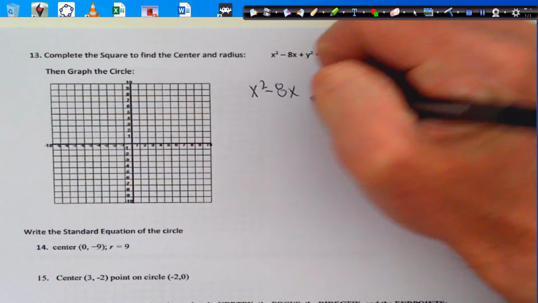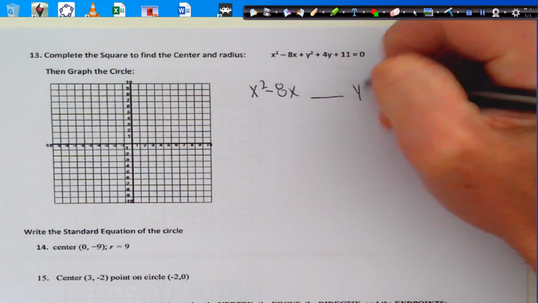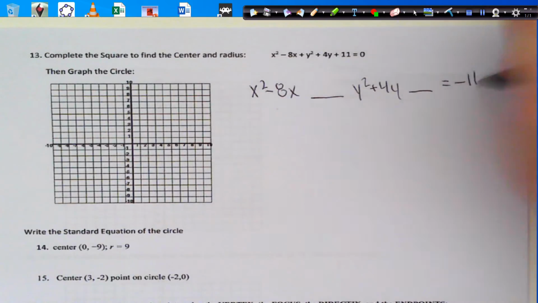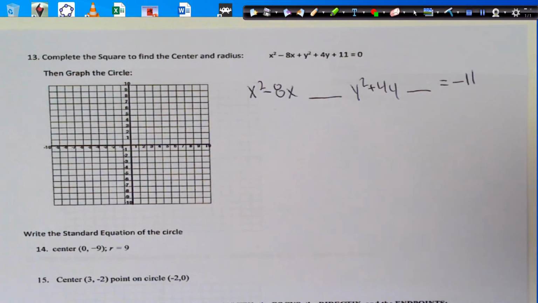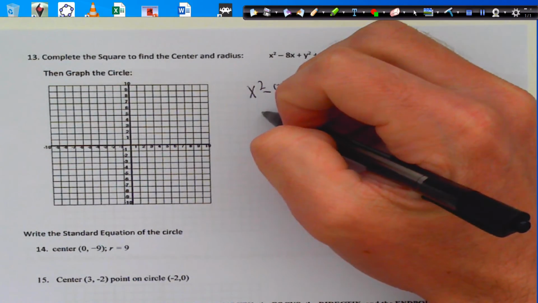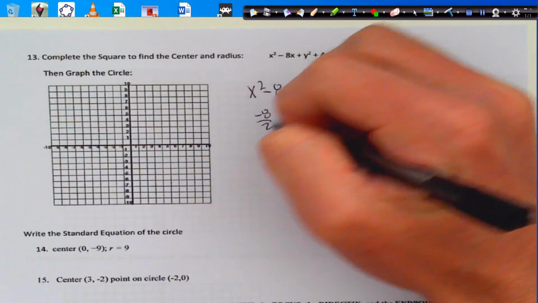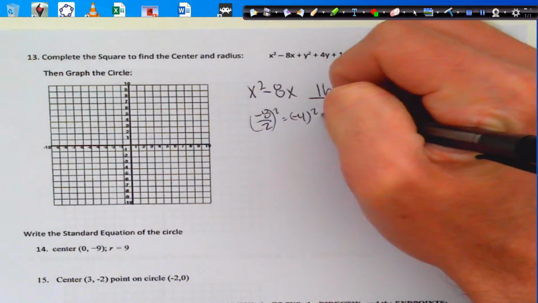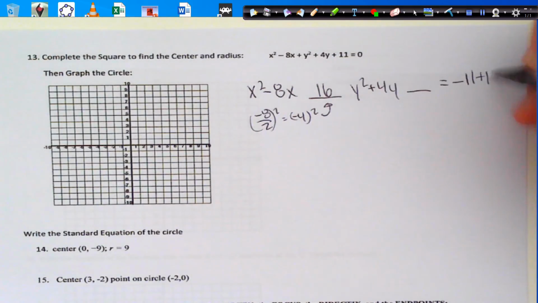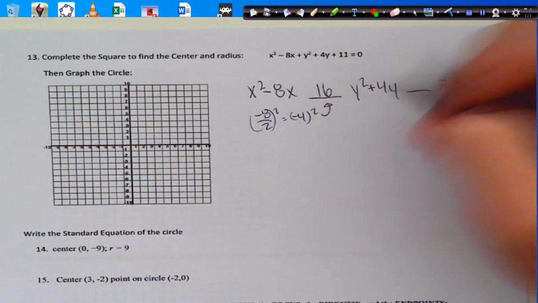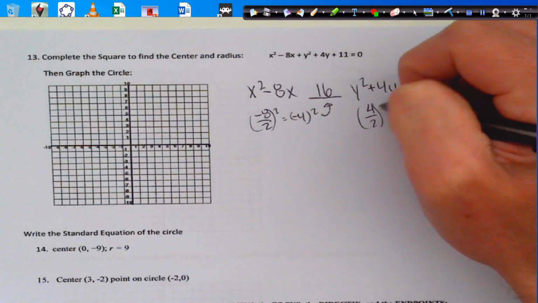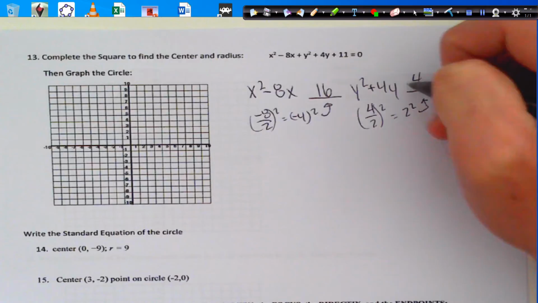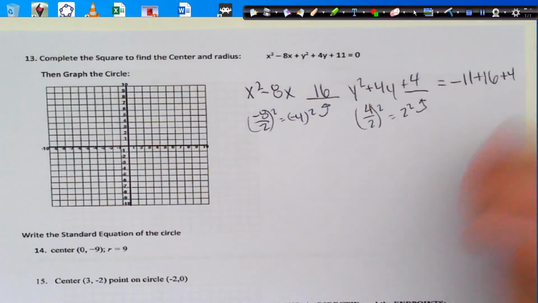Okay. Alright, so complete the square to find the center and radius. Then graph. So first of all, let's get everything situated here. I like to leave a space. Let me get y² + 4y, leave a space, and then I'm going to move the 11 to the other side, so I subtracted it. So let's complete the square. (b/2)²: (-8/2)² is (-4)², which gives me 16. Whatever I do to one side, I have to do to the other. (4/2)² is 2², which is 4. So I'm going to add 4.